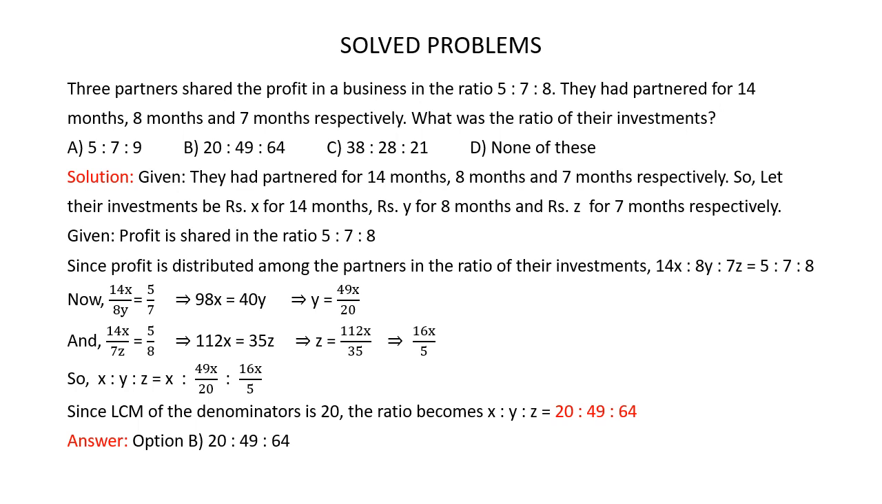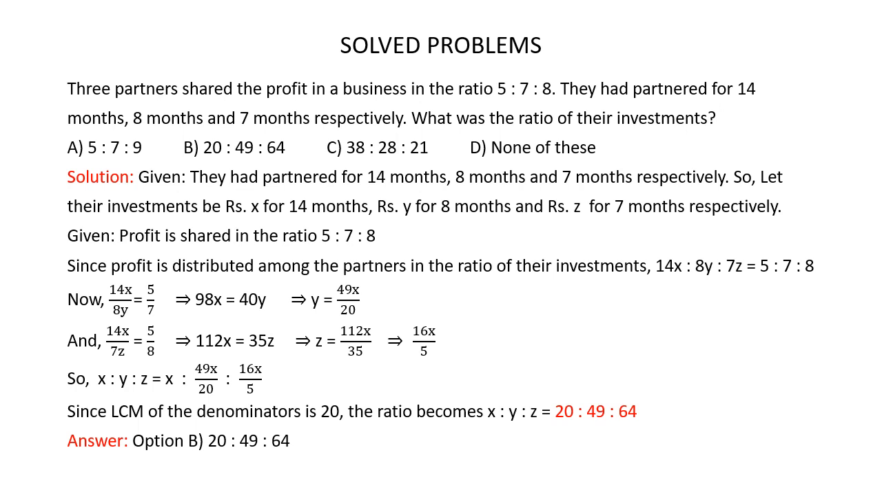Now we are asked to find the ratio of their investments. That is, we have to find x is to y is to z. So to do that, first let's find the value of y and z in terms of x. Now 14x by 8y is equal to 5 by 7 according to this equation. On solving this, we get 98x is equal to 40y. So y is equal to 49x by 20.